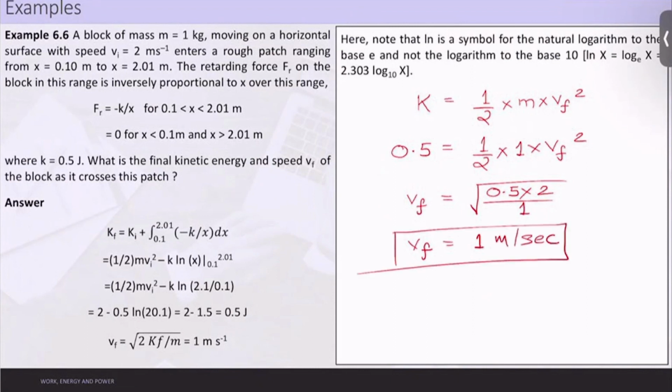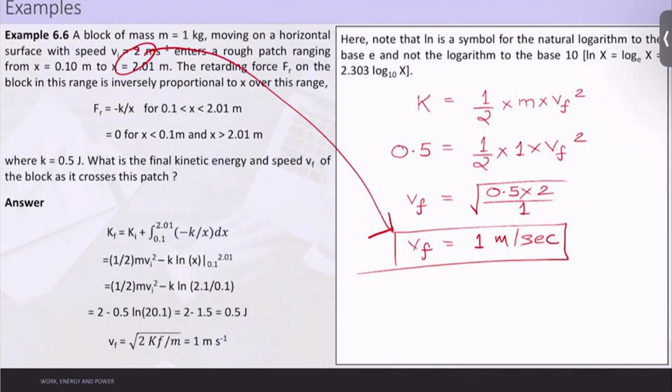Okay, so that is how you can calculate the value of the final velocity. The initial velocity was 2 meter per second, and then it drops down to 1 meter per second because a retarding force was being applied. So that's why there was a decrease in the value of kinetic energy, and hence we can say that the value of the velocity observed will be less than the initial.